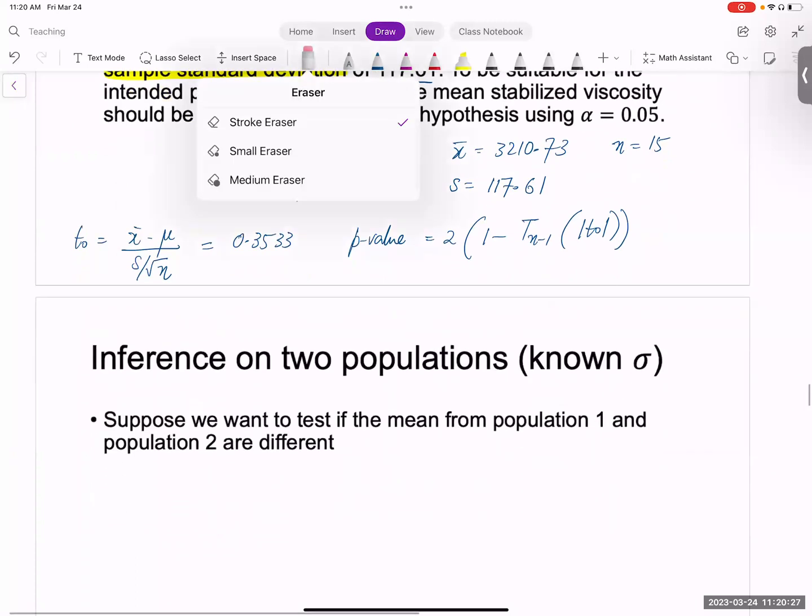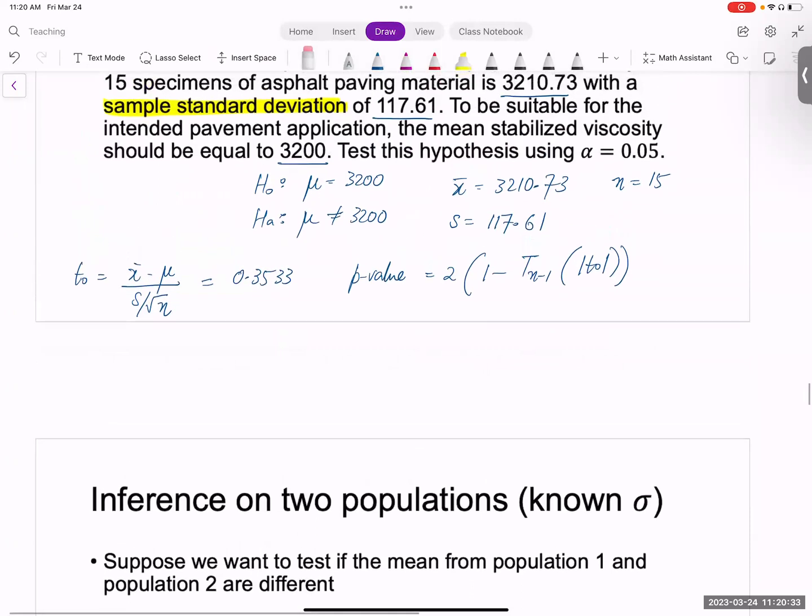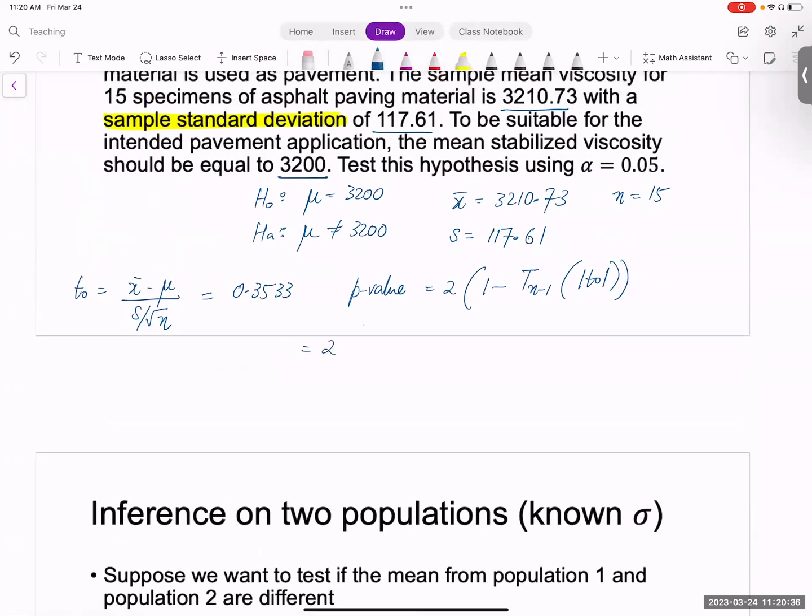So let me create some space here. Okay, so now on your calculator, you can do 2 times 1 minus TCDF negative infinity comma 0.3533, comma 14, n minus 1, right? And n is 15. So if you do this on your calculator, you should get 0.729. Now in this case, p-value is not smaller than alpha. And since it is not smaller than alpha, you fail to reject the null.